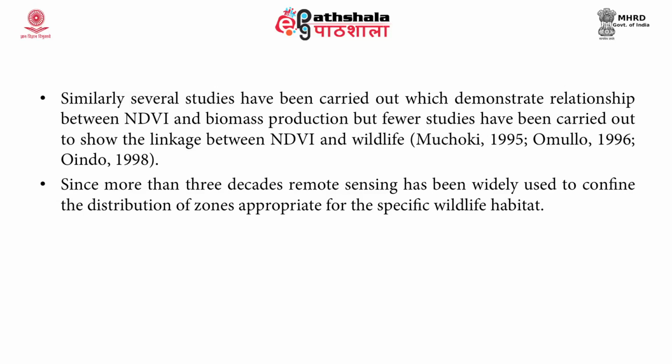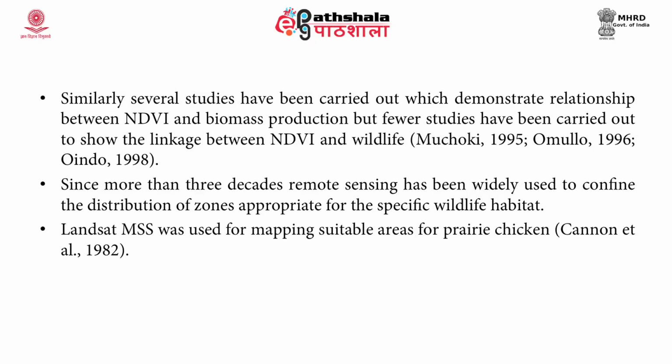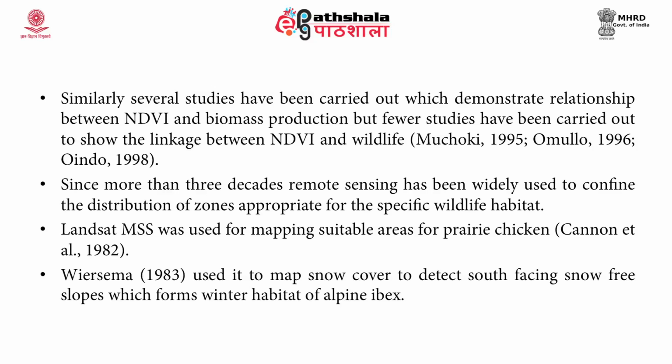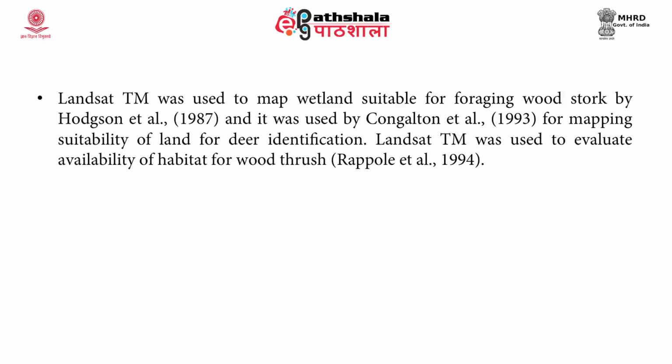For more than three decades, remote sensing has also been widely used to delineate the distribution of zones appropriate for specific wildlife habitat. Landsat multispectral scanner was used for mapping suitable areas for prairie chicken by Cannon in 1982. VSMI in 1983 used it to map snow cover to detect south-facing snow-free slopes which form winter habitat of alpine ibex. Landsat thematic mapper was used to map wetland suitable for foraging wood stork, and it was also used by other workers for mapping suitability of land for deer identification.